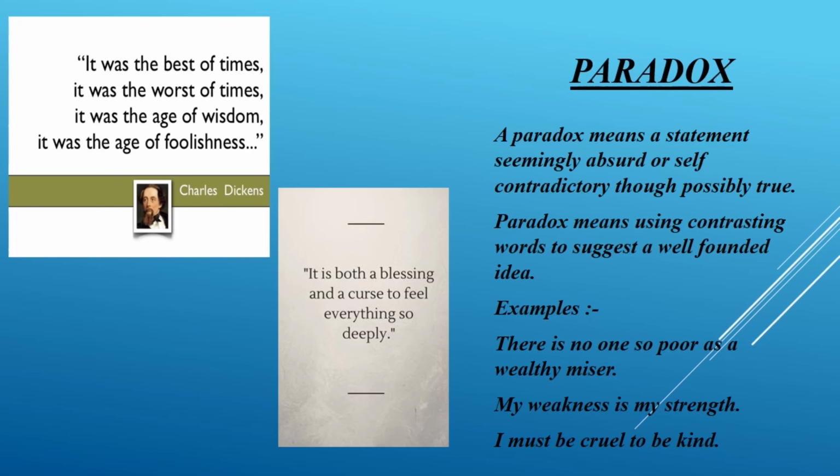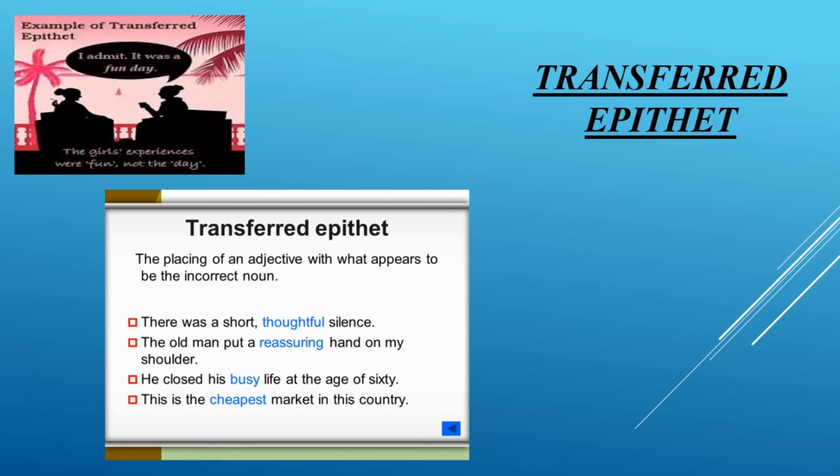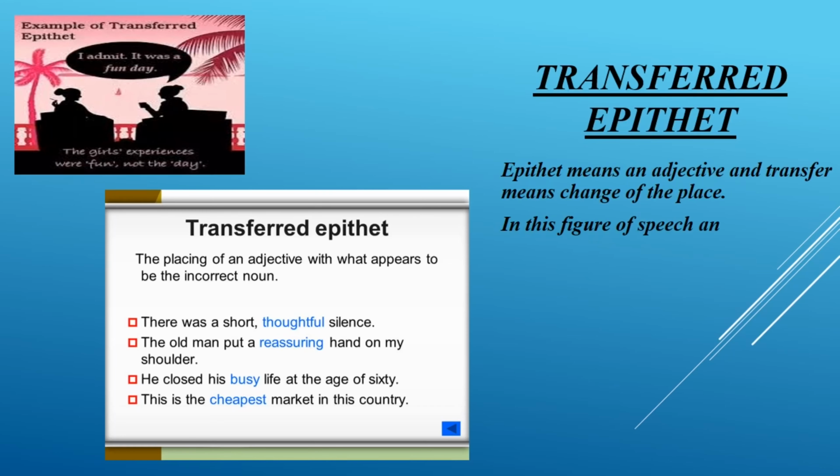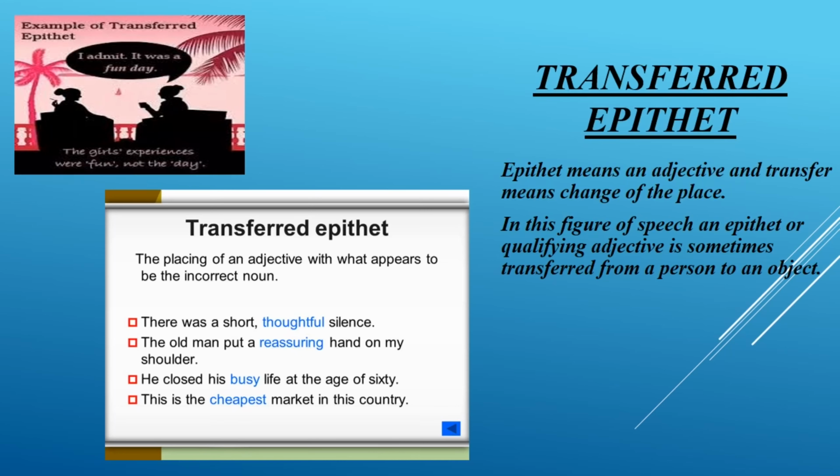Moving on, transferred epithet. Epithet means an adjective and to transfer means to change the place. In this figure of speech, an epithet or a qualifying adjective is sometimes transferred from a person to an object. For example, the ploughman homeward ploughs his weary way.